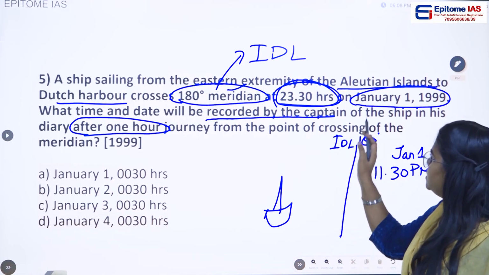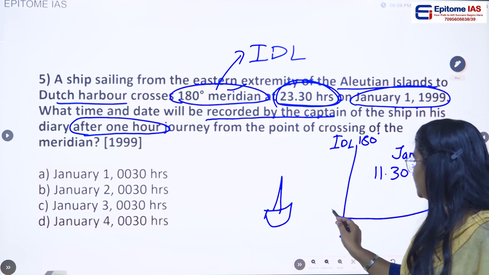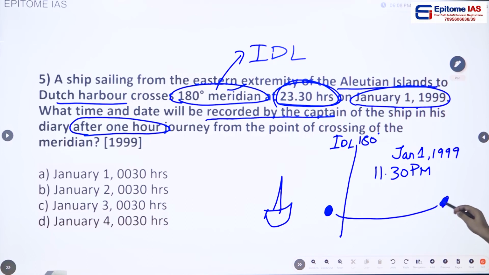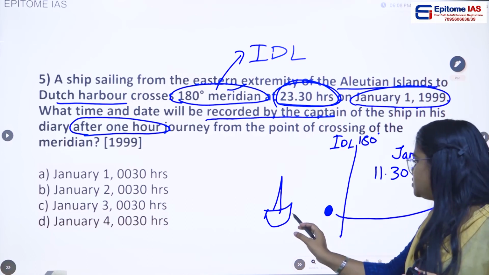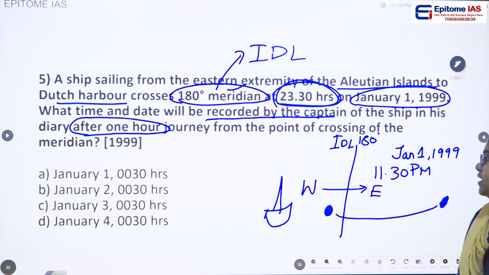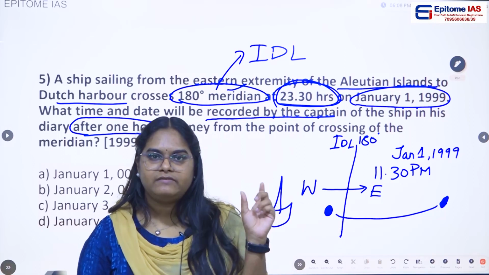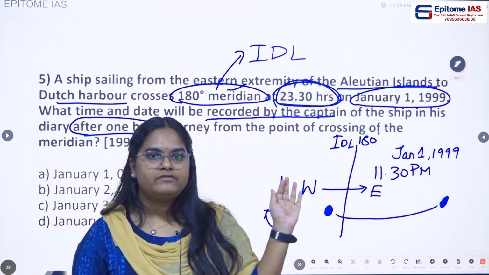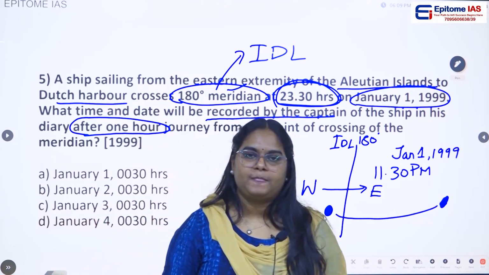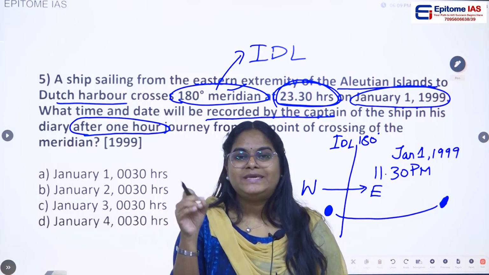So if you see the location of the Aleutian Island, it would be around this particular area in the Pacific Ocean, and the eastern extremity would be here, and the Dutch Harbor would be somewhere here. So this particular ship is traveling from the western direction to the eastern direction. Okay, this thing you have to notice. Why? Because whenever someone is crossing the 180 meridian, the international date line, from west to east, he will be losing a day. But when you are crossing from east to west, you will be gaining a day.